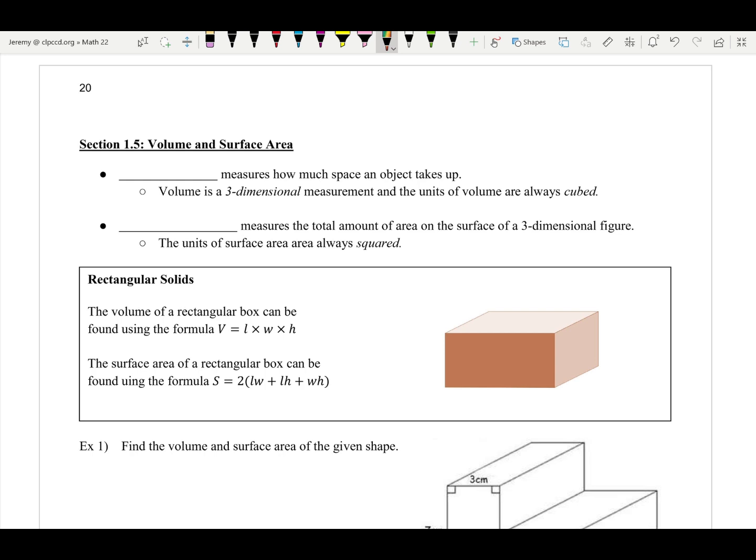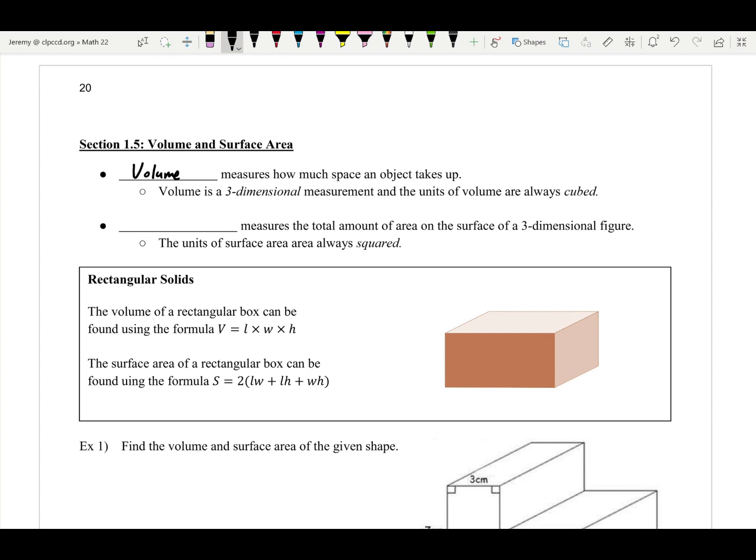Section 1.5, Volume and Surface Area. So this is the three-dimensional section where we're going to look at three-dimensional space and some of the measurements that we might take in this space. To start out, let's talk about volume.